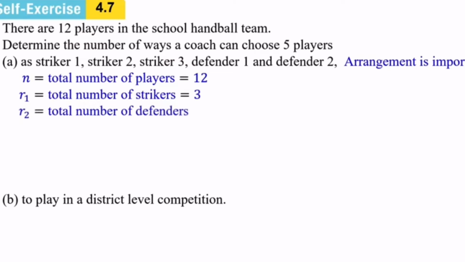First we must make the right decision whether it is permutation or combination. If the order is important, that means it is permutation. We want 3 strikers and 2 defenders, but because the order is there, striker 1, striker 2, striker 3, we must use a permutation. So out of 12 players, we must choose 3 strikers, and after that, we will choose the defenders.